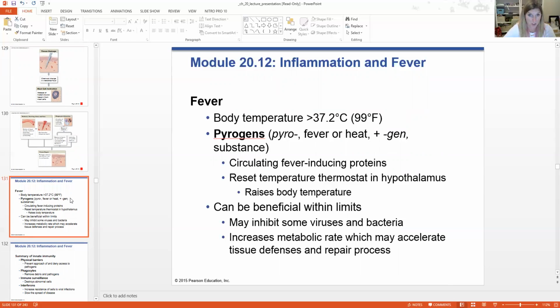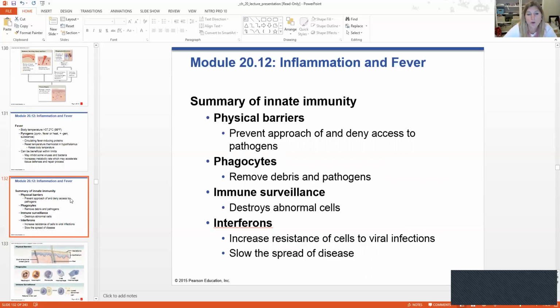This can be beneficial within limits, right? Fevers are a built-in natural defense mechanism for infections and invaders. So it can inhibit the growth of some viruses and bacteria. It helps by increasing our metabolic rate to increase the tissue defenses and the overall repair process throughout the body. So overall innate immunity. And here's what I want you to do with this.